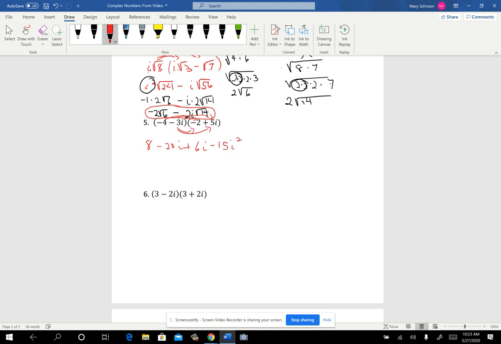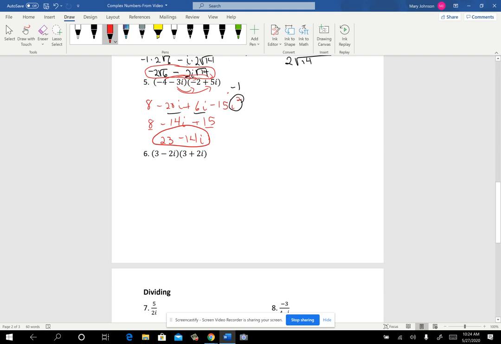Okay. Now, at this point, you're going to want to replace the i squared with a -1, and you're going to want to combine your like terms. So we get -14i, and then -15. This is times a -1, so that makes it +15. Then you have another set of like terms that need to be combined. So your final answer would be 23 minus 14i. And of course, those aren't like terms, so you wouldn't combine them. Okay.